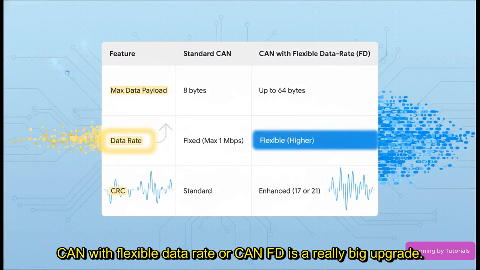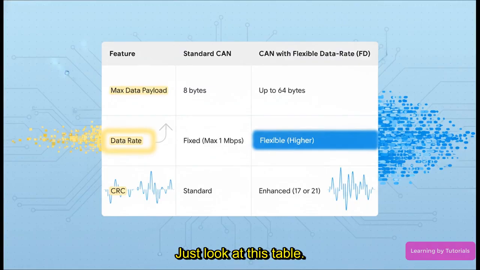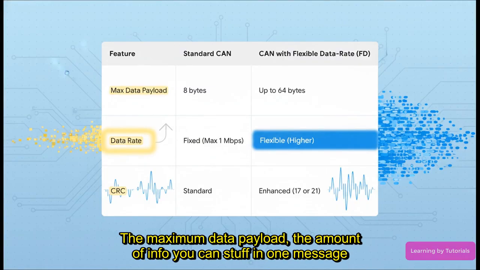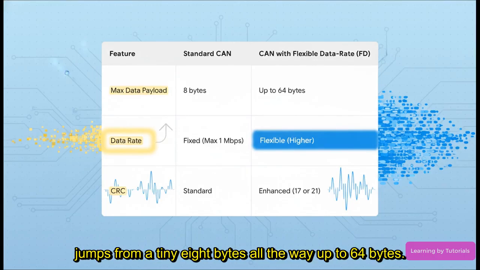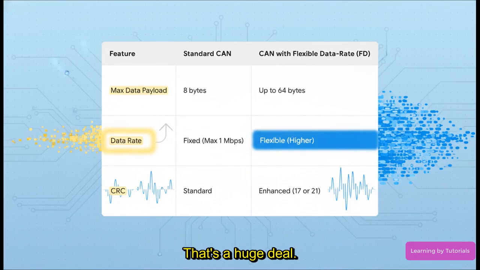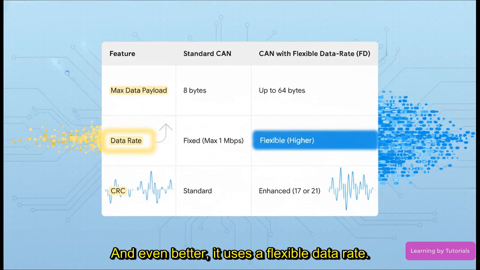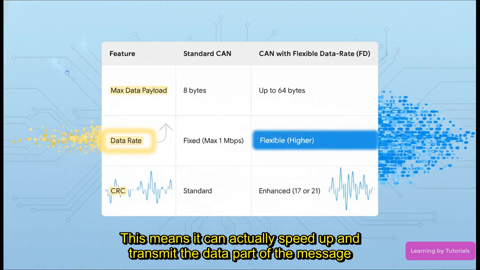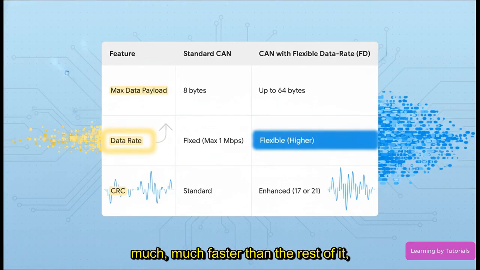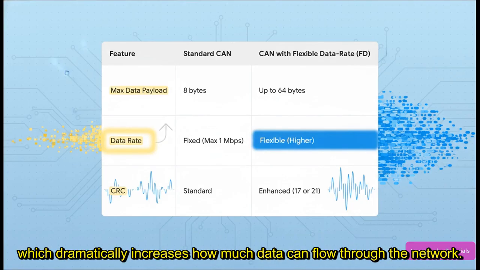CAN with flexible data rate, or CAN-FD, is a really big upgrade. Just look at this table. The maximum data payload, the amount of info you can stuff in one message, jumps from a tiny 8 bytes all the way up to 64 bytes. That's a huge deal. And even better, it uses a flexible data rate. This means it can actually speed up and transmit the data part of the message much, much faster than the rest of it, which dramatically increases how much data can flow through the network.